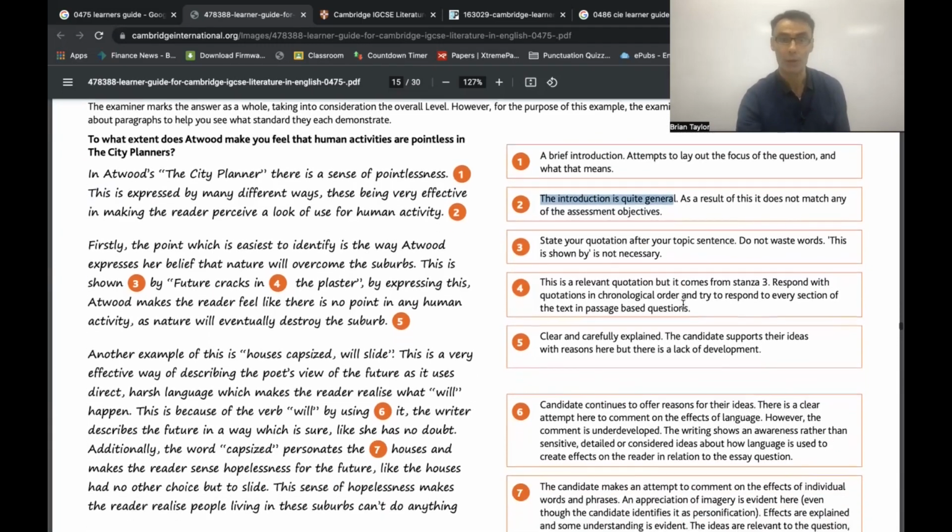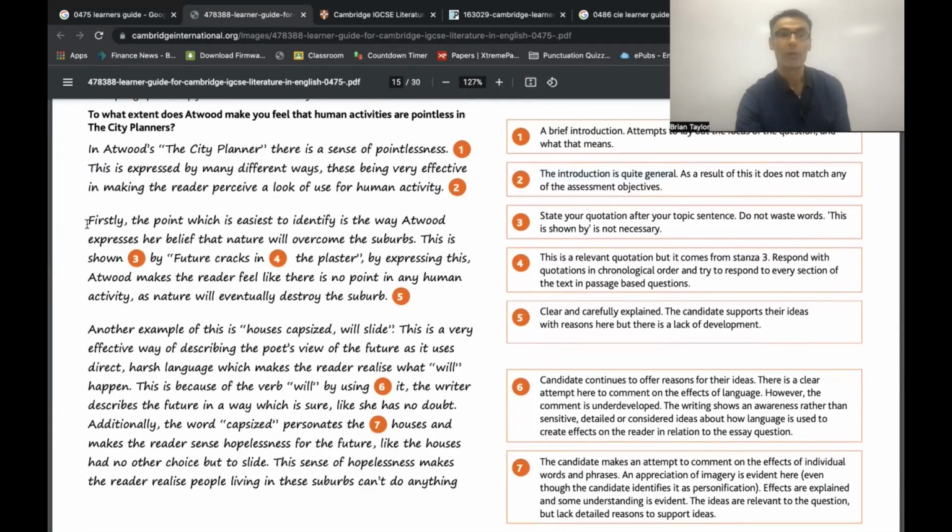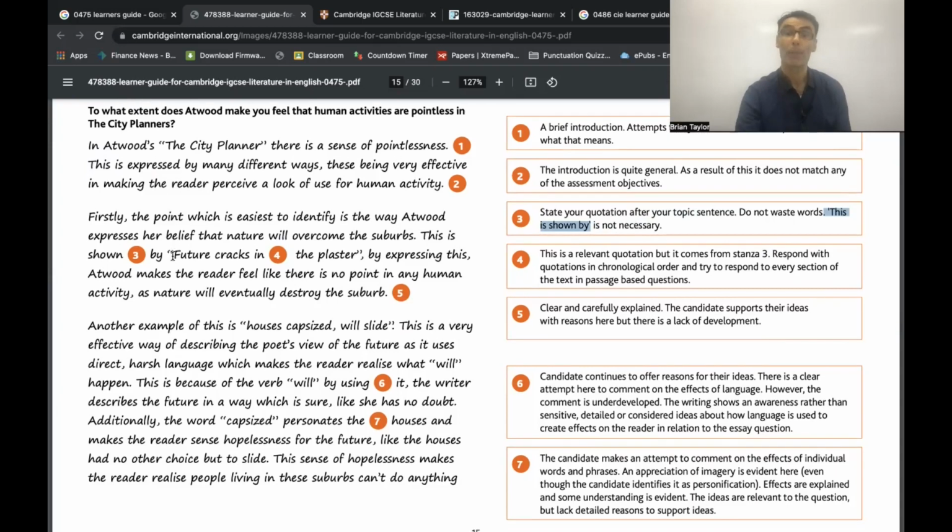So let's take a look at our first paragraph. Firstly, the point which is easiest to identify is the way Atwood expresses her belief that nature will overcome the suburbs. So that's quite a nice topic sentence, and they've mentioned it there. And then they've gone on to say for number 3, go straight into the quotation. This is shown is not necessary. So I guess they're really getting you to trim down words. Personally, I would suggest you could contextualize your quote, but that's your choice.